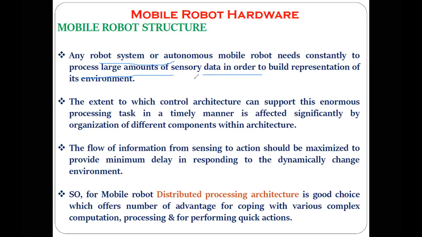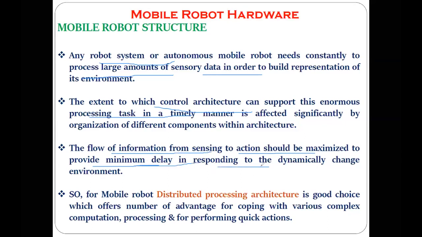So because of that, we need to select the kind of control architecture which will support these processing tasks in a timely manner. Okay. And that is the reason those who are designing the architecture of the robot select the kind of architecture because of which minimum delay can occur. The flow of information from sensing to action should be maximized and minimum delay should occur.